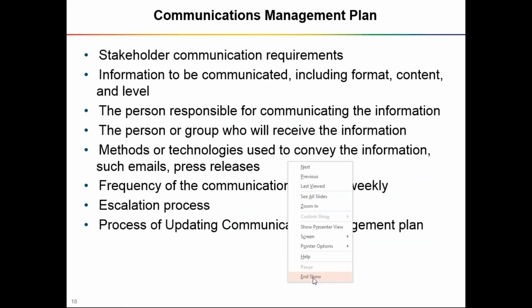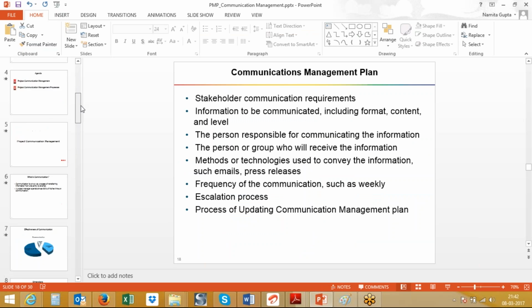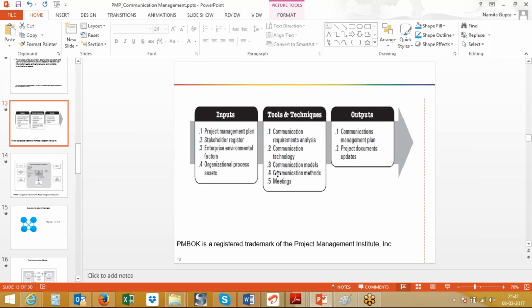I'll just go back to the slide where I have shown the input output so that it is clear. So we had communication requirement analysis where we have understood the channels. We have communication model where we have seen the input output. We have communication methods, which is nothing but push, pull and interactive. Then there is a meeting where everyone sits together and comes up with a plan.